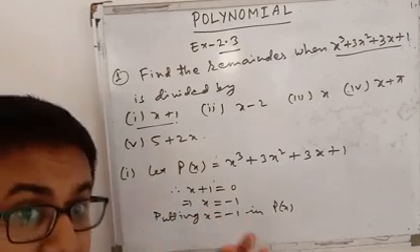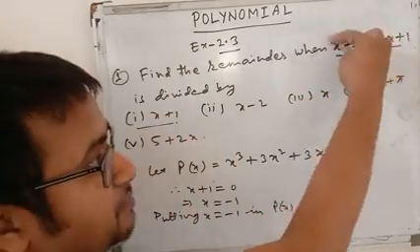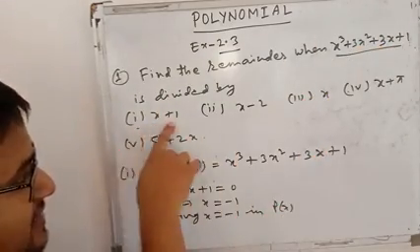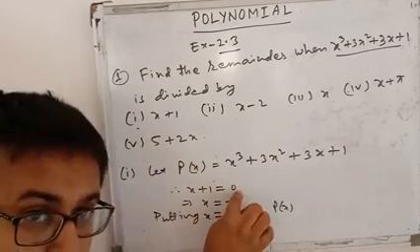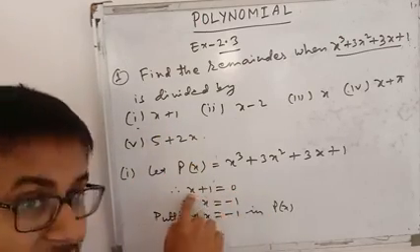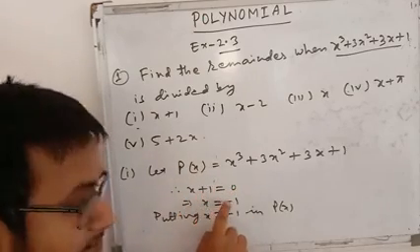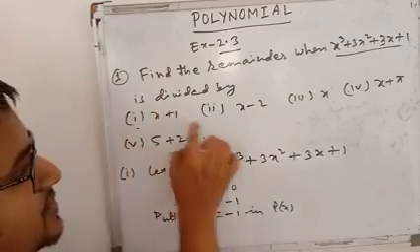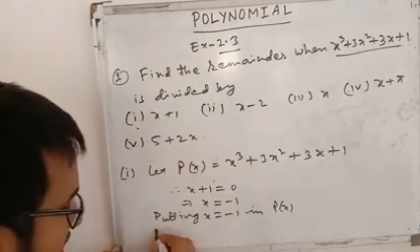And why are we putting x equals minus 1? Because in the question it is given that this polynomial should be divided by x plus 1. So I took x plus 1 equals 0. Then what is the value of x? This plus 1 will go to the other side and become minus 1. So putting x equals minus 1 in the polynomial will give you the remainder.